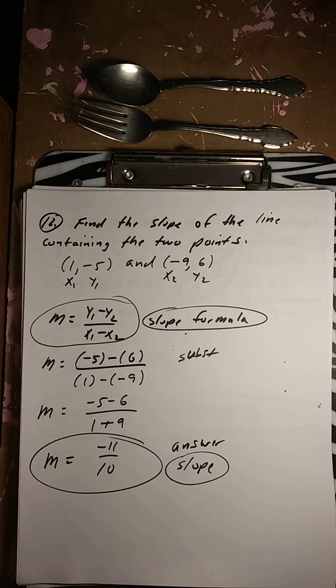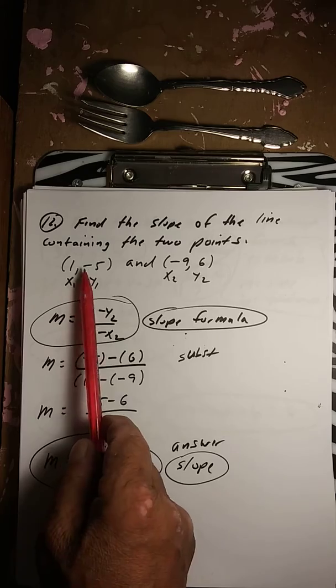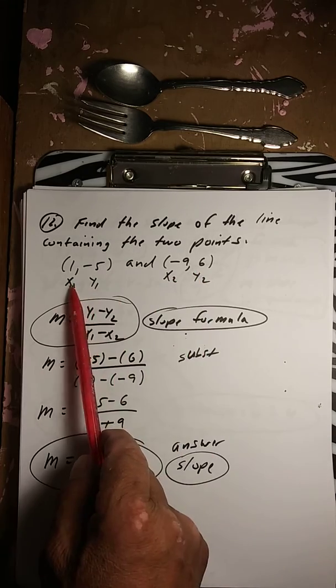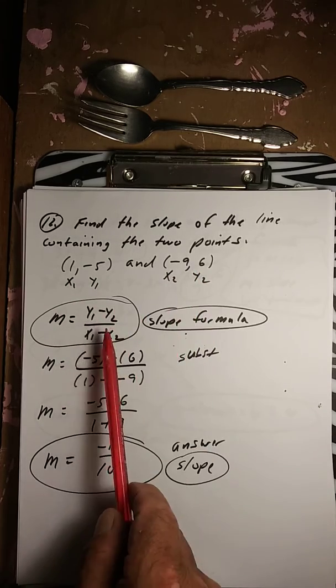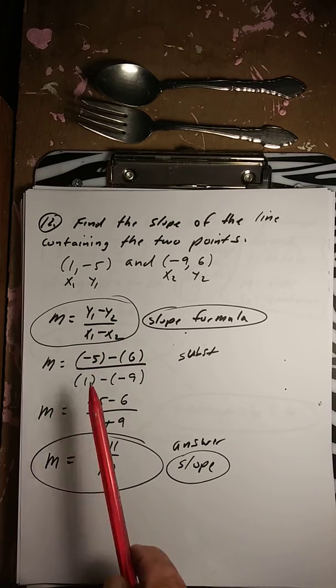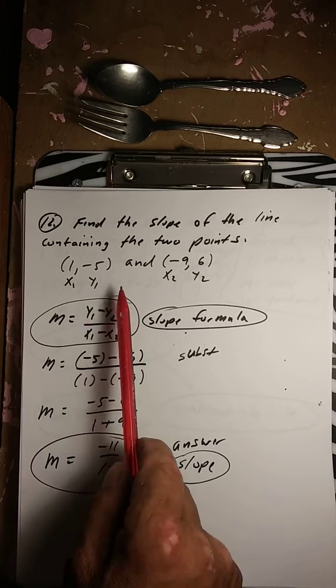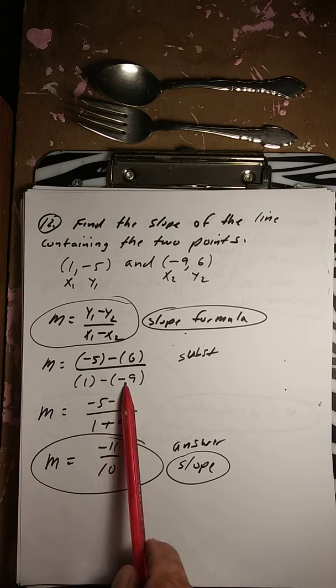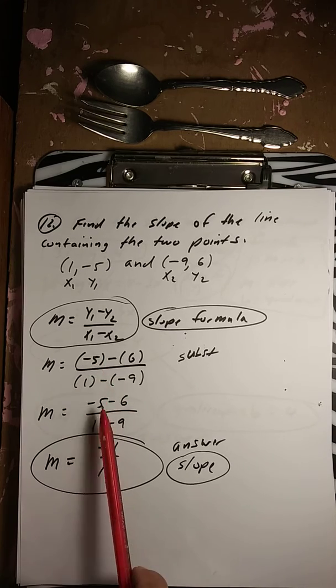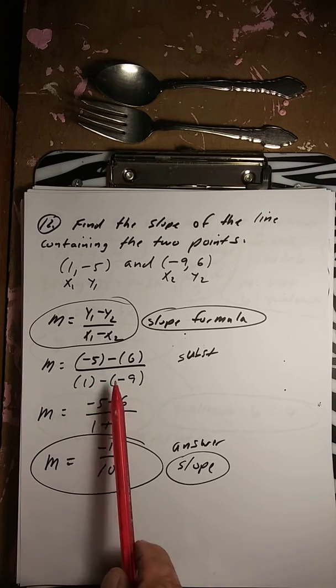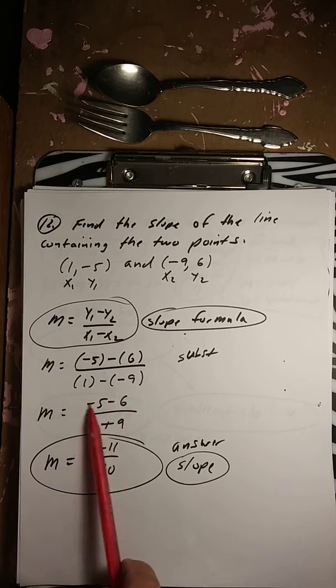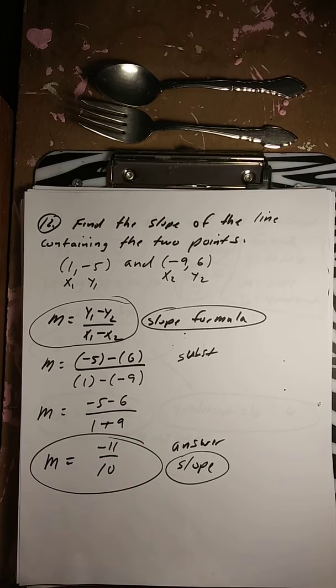Find the slope of the line that contains the 2 points, (1, 8), (5, negative 9) and (6). Okay, this is x1, y1, x2, y2. Put them in there. Here's the formula. Substitute the numbers in there for y1, for y2, for x1, x2. And this is negative 5, negative 6. And this is negative, negative is a positive. So on top you have negative 11. On bottom you have positive 10.